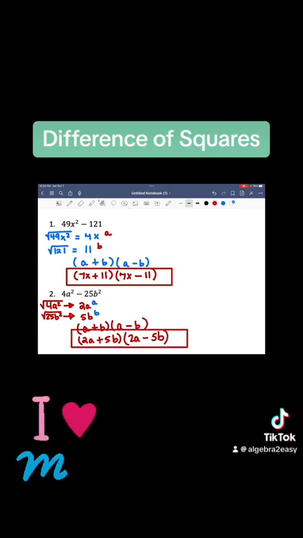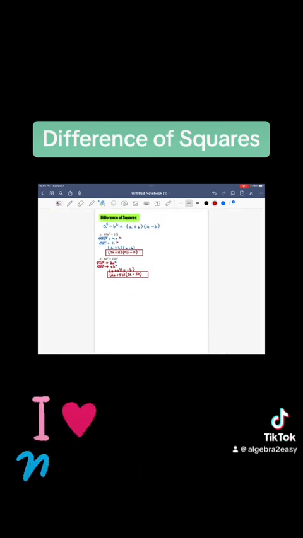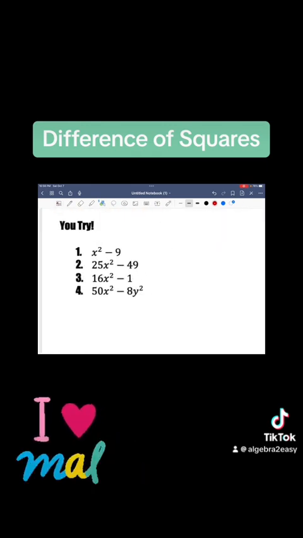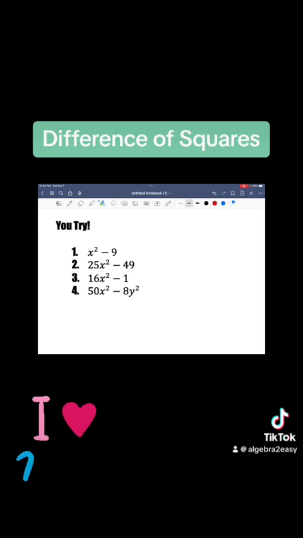We are finished. Now, I'm going to give you again some problems for you to try. So let me go ahead and flip it to the next screen. Go ahead and take a photo, work these problems out, and then come back around 8 o'clock Central Time, and I'll have the work and the answers for you.